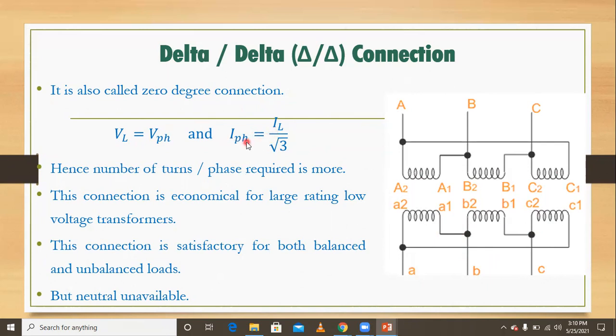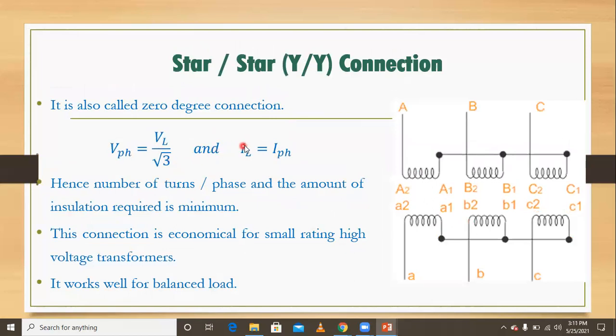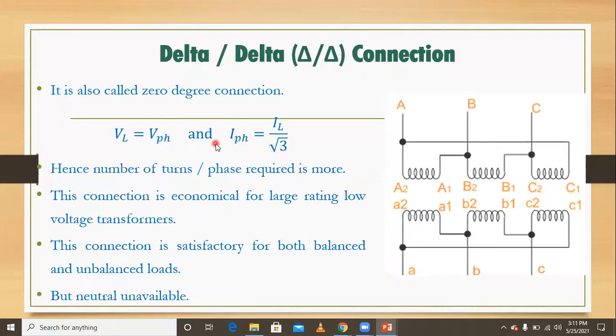For delta, but in the star connection system, phase voltage is equal to VL by root 3, and line current is equal to phase current. In delta connection system, it is the opposite: phase voltage is equal to line voltage, and phase current is equal to line current by root 3. Here, current flowing through the winding decreases, but voltage is maximum. That's why the insulation requirement is more, and the number of turns per phase required is more because of high voltages. The voltage handled by the phase winding increases.